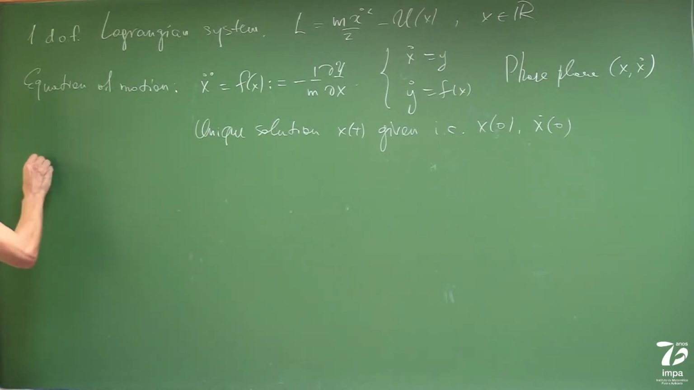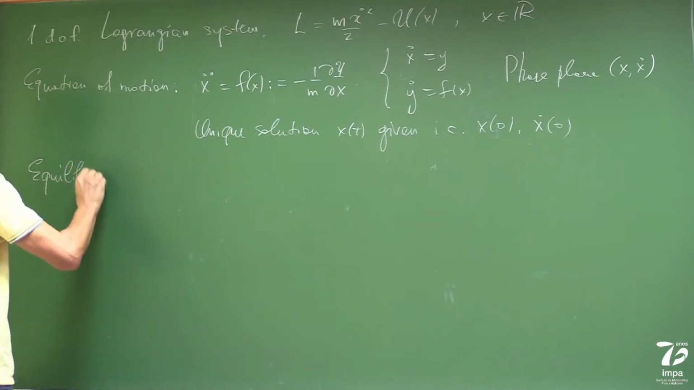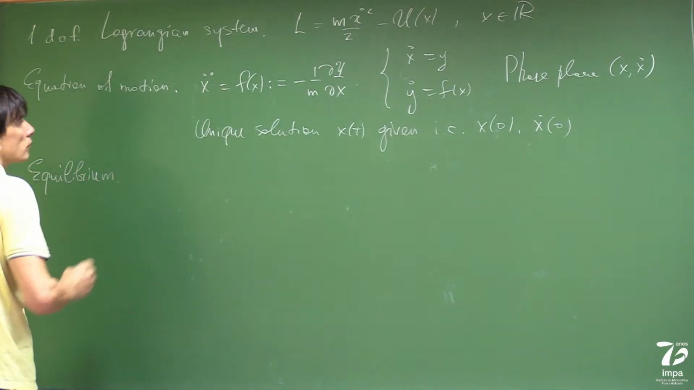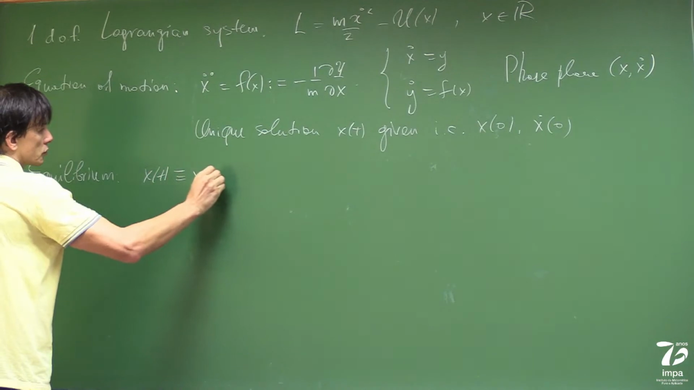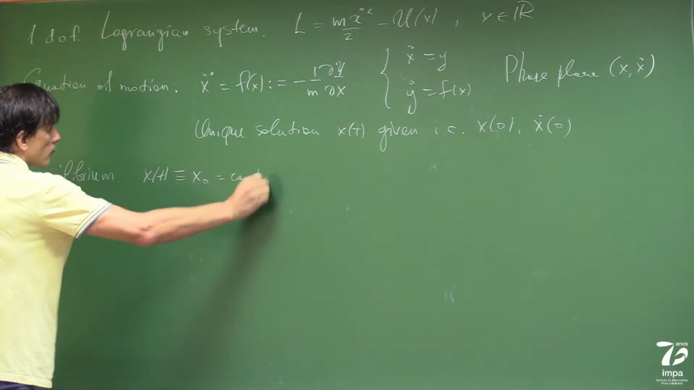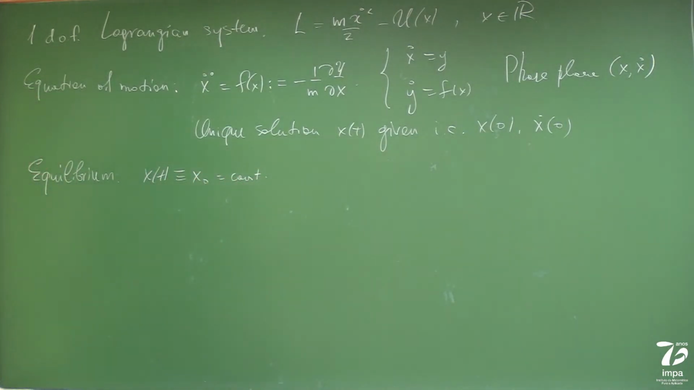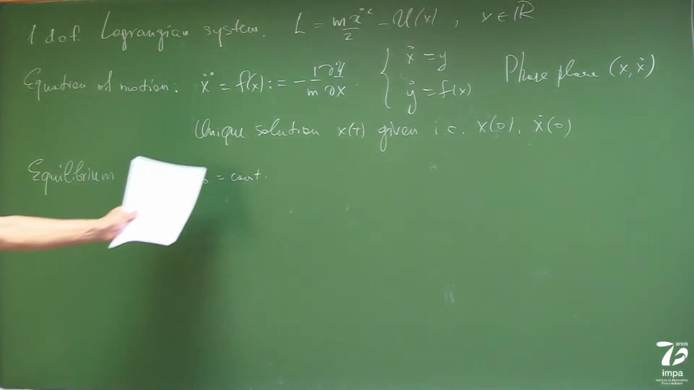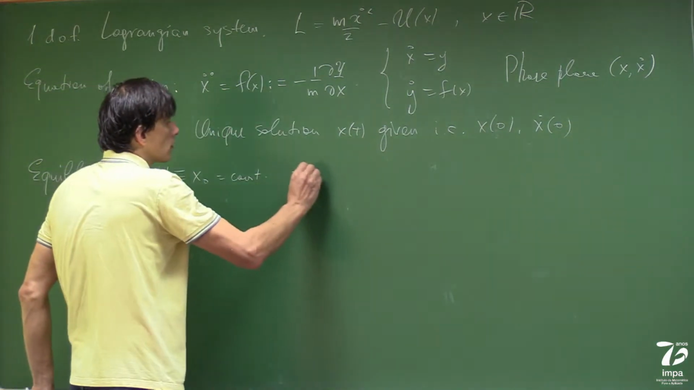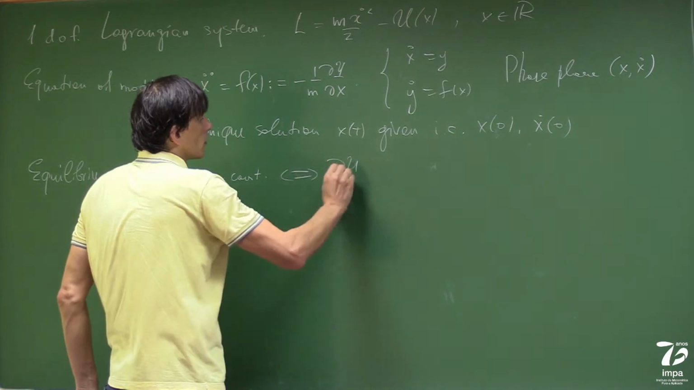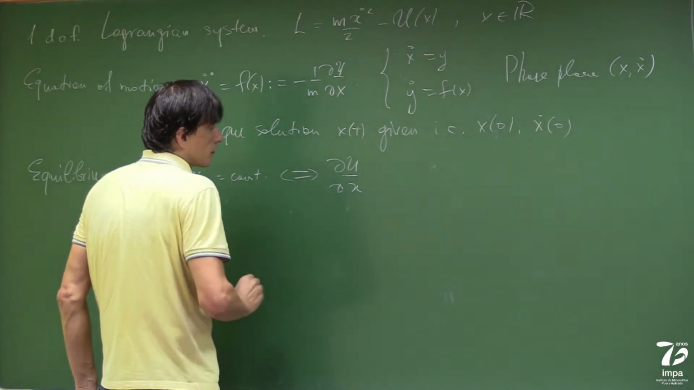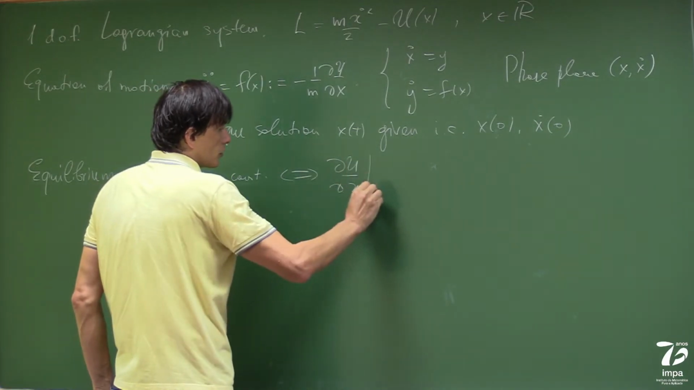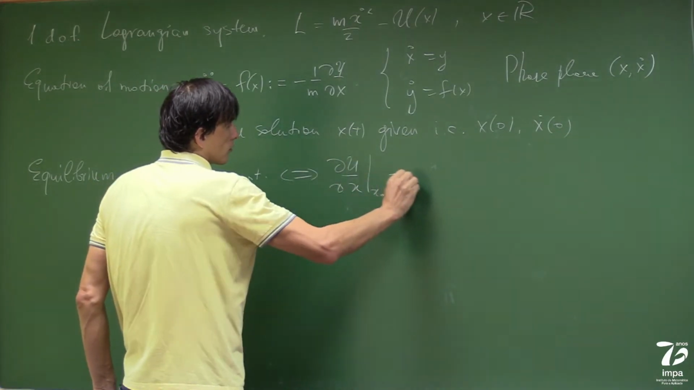And then what we found out is that there are special points which are equilibrium. Equilibrium is when there is no motion. So it's a solution which is just constant. And this implies that there's a critical point of the potential. So the derivative at this point should be 0.